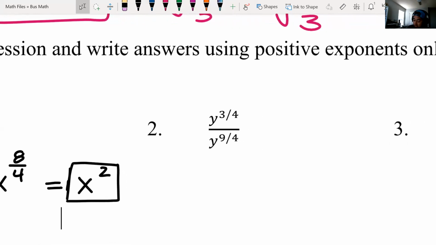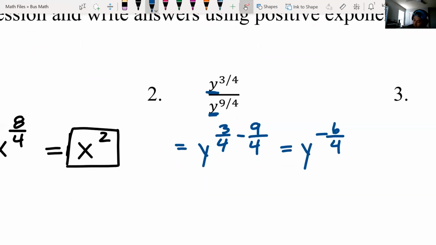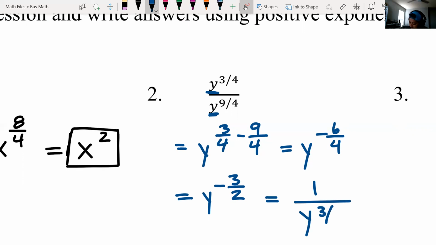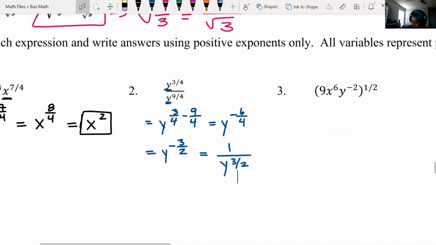Okay, 2. y to the 3/4 over y to the 9/4. These are the same base, so you will now subtract your exponents. So you'll have y to the 3/4 minus 9 over 4. Again, these fractions have the same denominator, so just subtract the numerators and you'll get y to the negative 6 over 4, which reduces to negative 3/2. So you'll get y to the negative 3/2, which by the negative exponent property, we can rewrite as 1 over y to the 3/2. It says simplify each expression and write answers using positive exponents only. Okay, so that one's done because 3/2 is now positive.